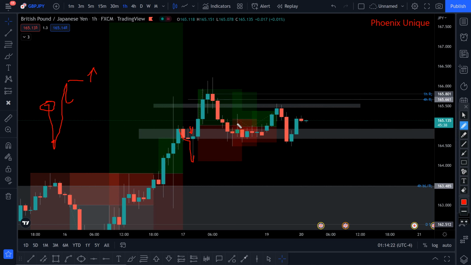So that indication let me know that on the break of this high, I'll be looking for buys with my stop loss below the market structure, anticipating that price should give me at least my 1 hour.